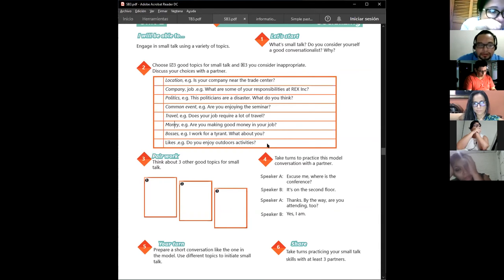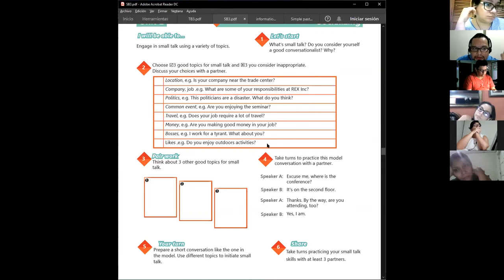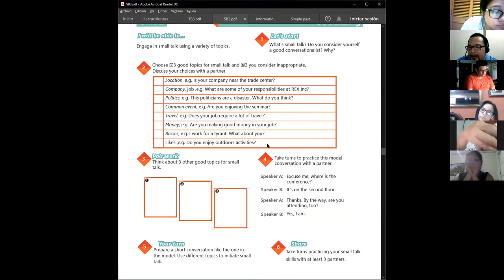Okay, what we're going to do is escoger una de estas categorías de locación, de la compañía, de política, los eventos comunes, de viaje, el dinero, los jefes y los gustos. Solo tienen que coger uno y empezar una conversación. Crear una conversación, por eso se llama small talk. Small talk quiere decir una conversación breve. Okay, so I will create the pairs.